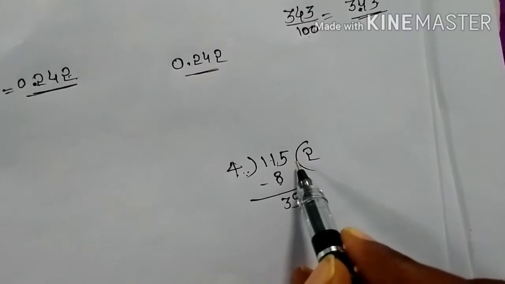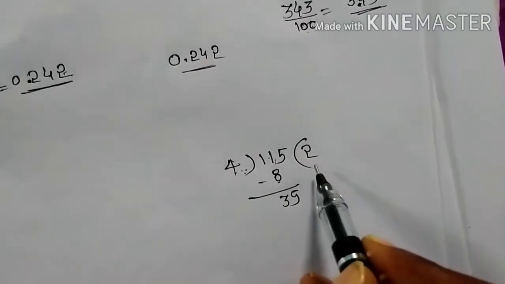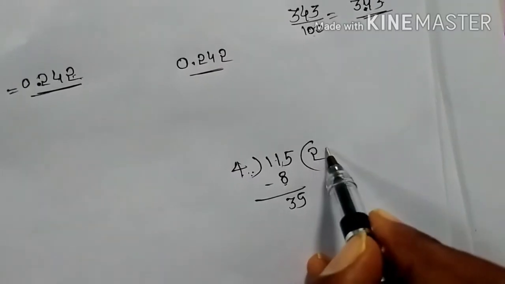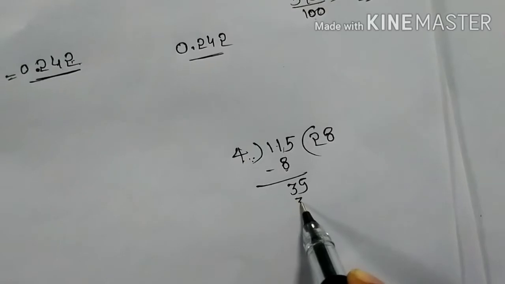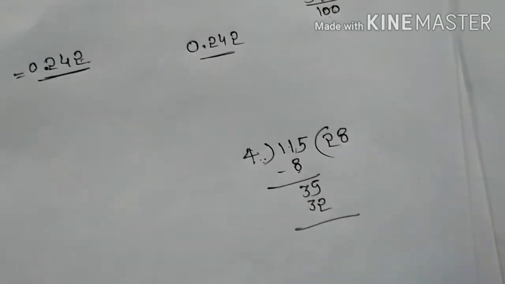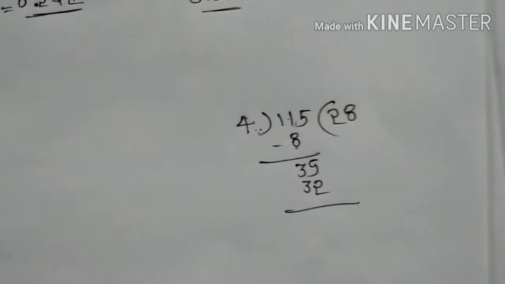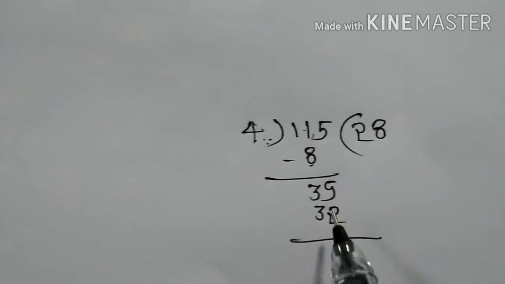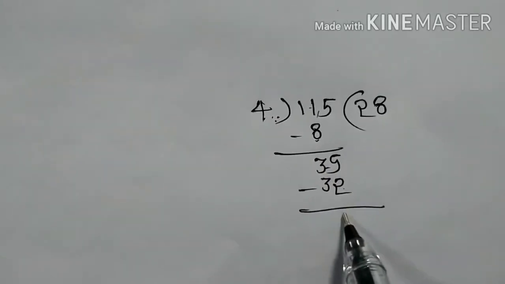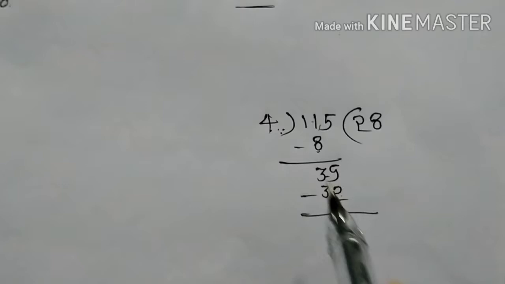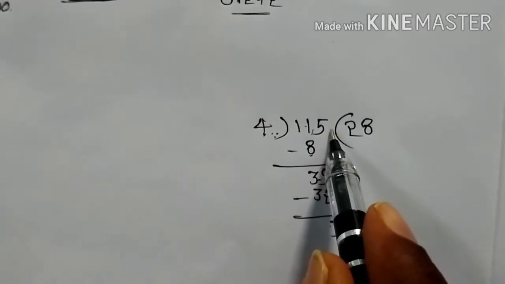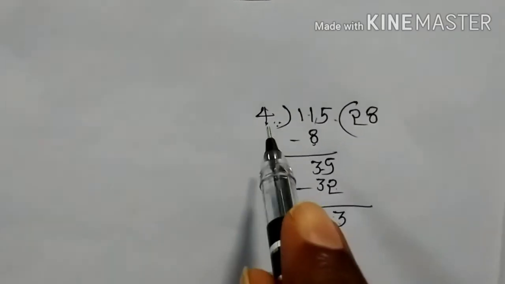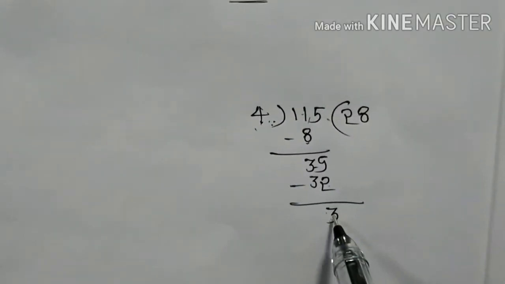Next, 4 sixes are 24, 4 sevens are 28, 4 eights are 32, 4 nines are 36. So you can take only 8 times. 4 eights are 32. Now what is the remainder? 35 minus 32 is 3. Now observe, is 3 less than 4 or not? Is there any more digit available? No. Yes, 3 is less than 4, we cannot divide 3 by 4.